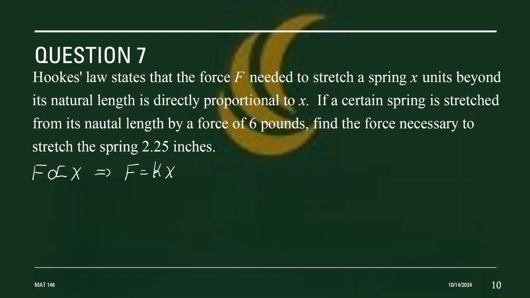Which means that F is k times x. k is called the spring constant. Every spring has a unique spring constant. You can have a manufacturer make 100 springs, and I guarantee that each spring has a different spring constant. How do we find it? We have to perform an experiment. Well, they did.